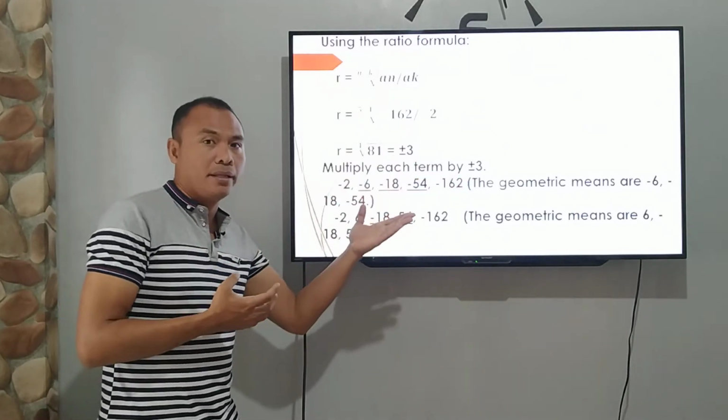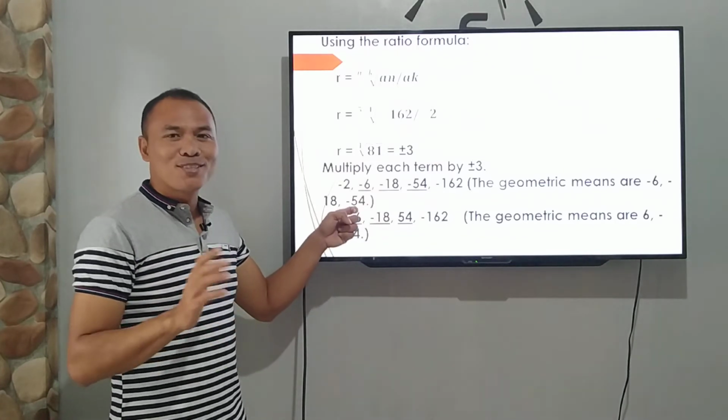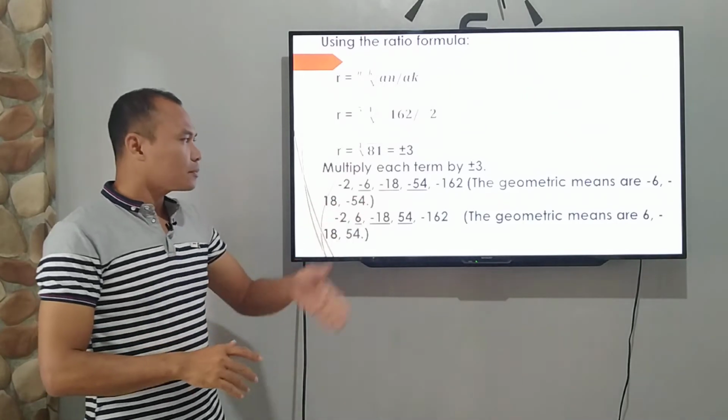Minsan kasi naiiwanan, di ba? Kaya huwag kayo magpapaiwan sa lesson natin. And negative 54. So, yun yung ating means.